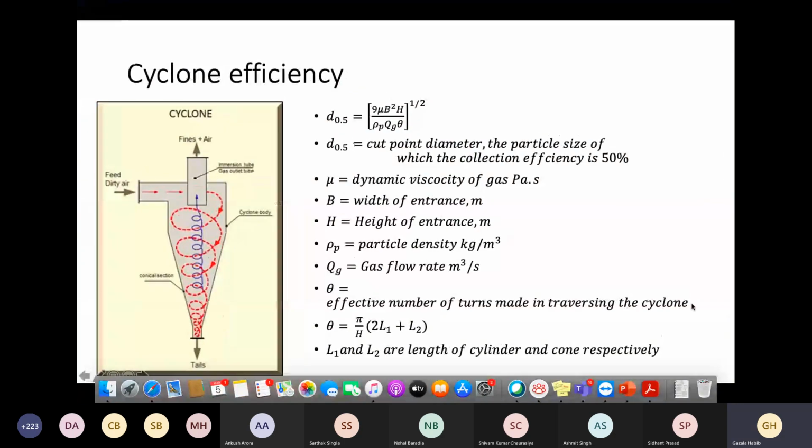Length of cylinder and the cone respectively. Okay. Is there any question?